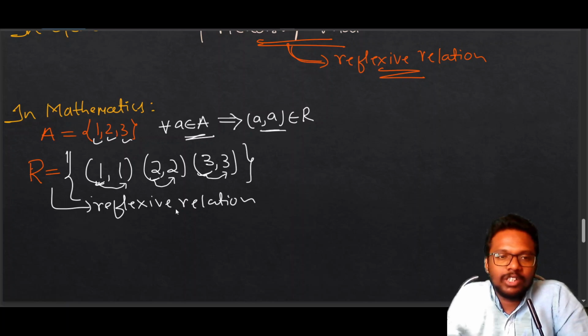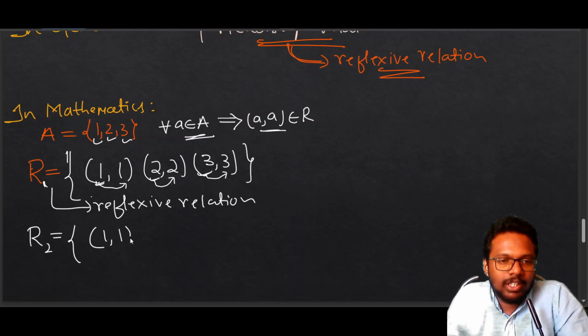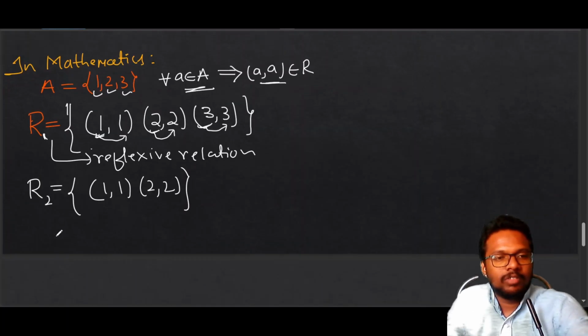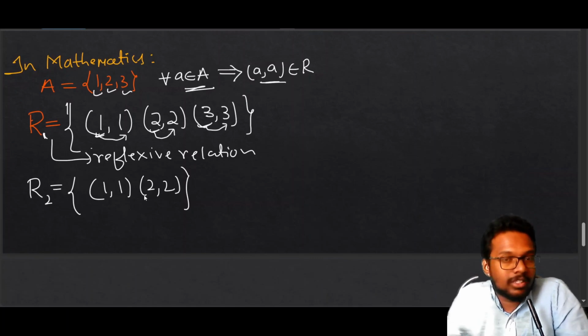Then it is a reflexive relation. Let us make it as R1. Now I consider another relation, R2. If I consider 1 comma 1 and 2 comma 2, so I close the relation. Now if we verify with the definition, it's not satisfying the definition.